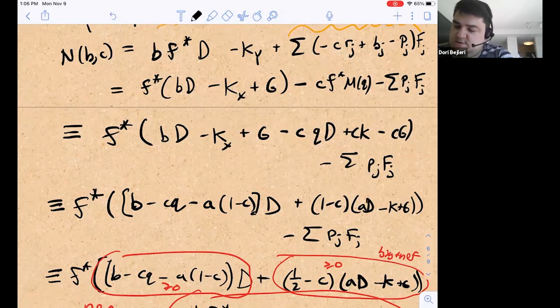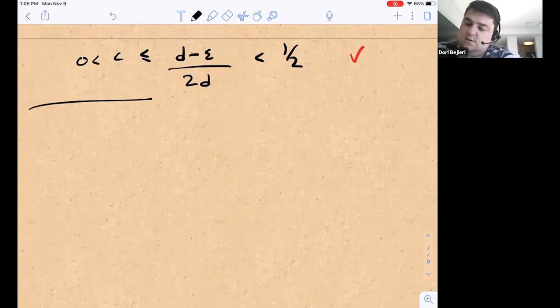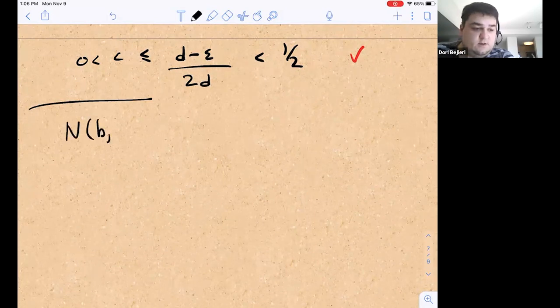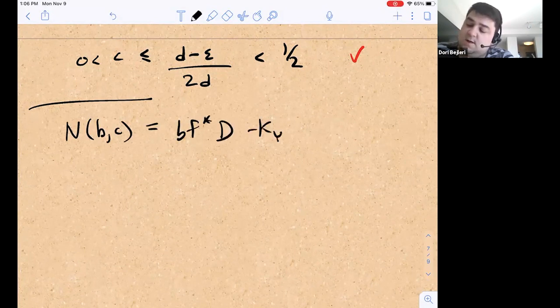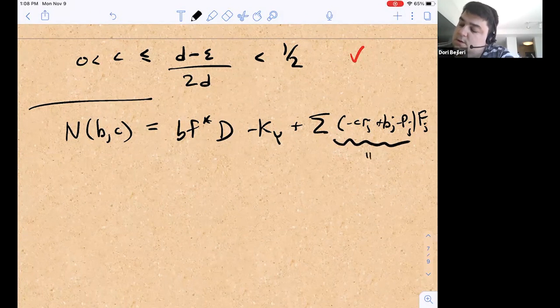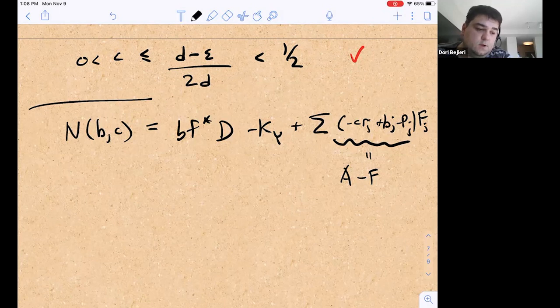Now we write down our strategy. So we had n of B C equals B F upper star D minus KY plus this sum as A minus F, where F is our single term, and then A is just whatever's left. All the coefficients of A are strictly bigger than -1. And so that tells us that the roundup of A is effective.